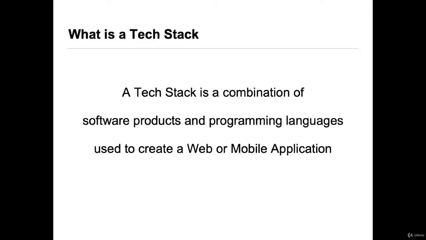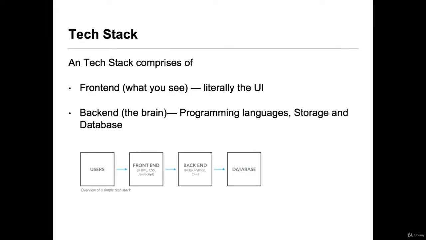What's a tech stack? A tech stack is a combination of software products and programming languages used to create a web or a mobile application. Applications have two software components, the client side and the server side, also known as the front end and back end. The front end of an application is the visible part of it that the user interacts with. The main purpose of the front end is to deliver effective interactivity and display of the content and data in an appealing, neat, and simple to understand manner.